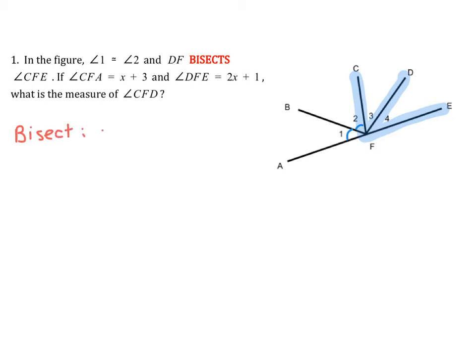Bisect means to cut in half, and you are cutting it perfectly in half, which means you are creating two congruent parts. So when I say that something bisects something else, it's actually really saying that angle 3 is congruent to angle 4. Because DF is cutting that angle perfectly in half.